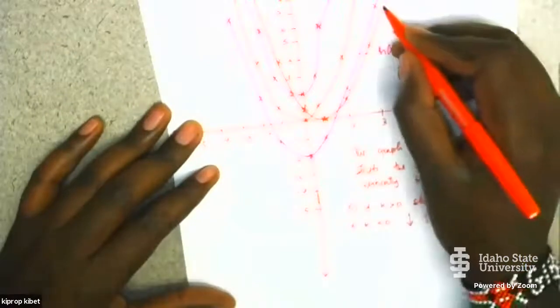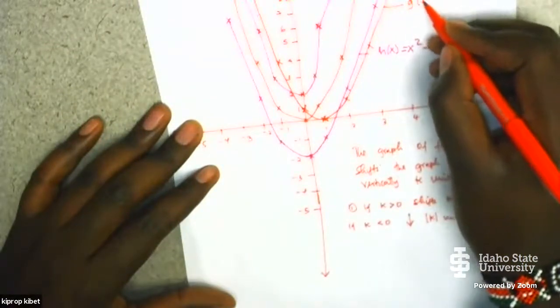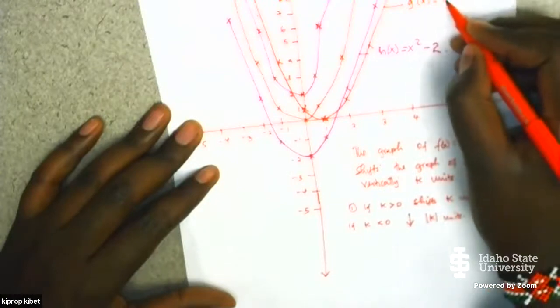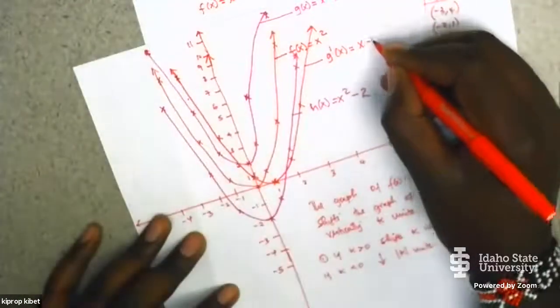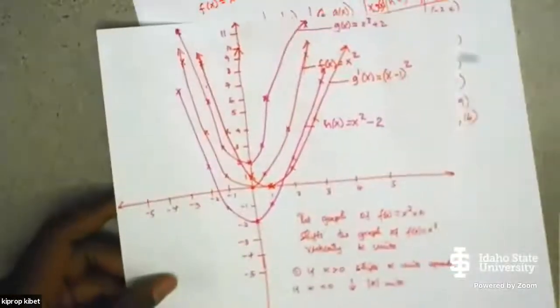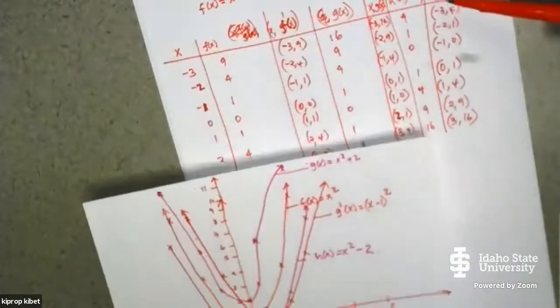Okay, so this is g prime of x, which equals x squared, x minus 1, and then x minus 1 squared. Okay, now let's come to this.